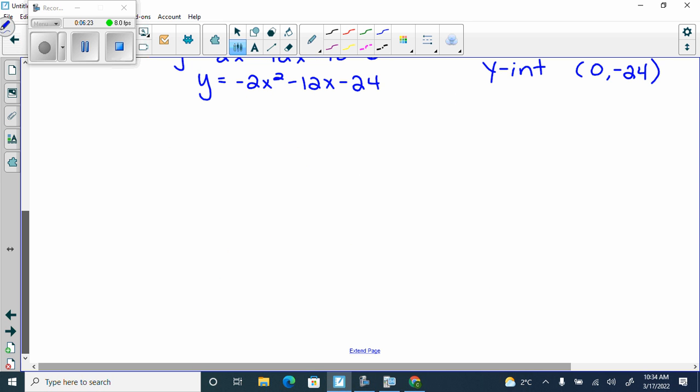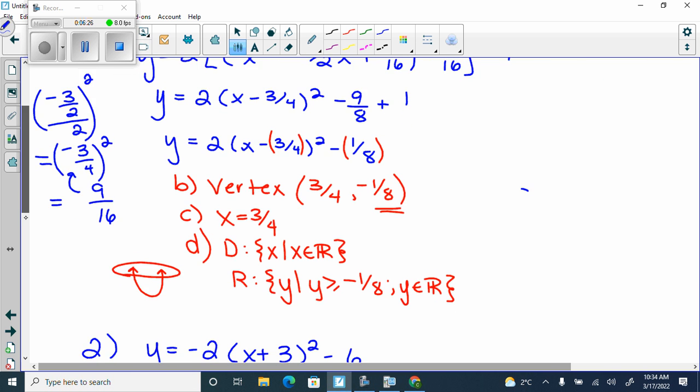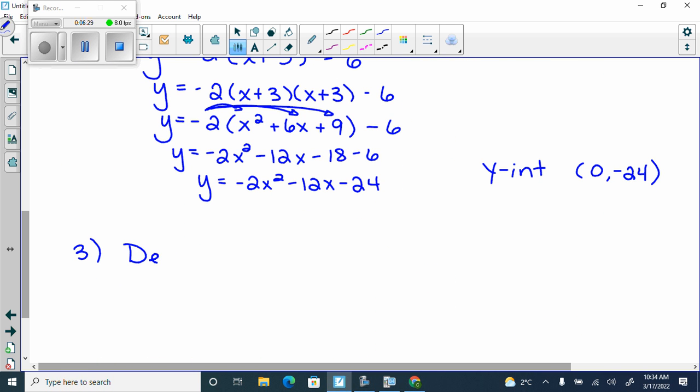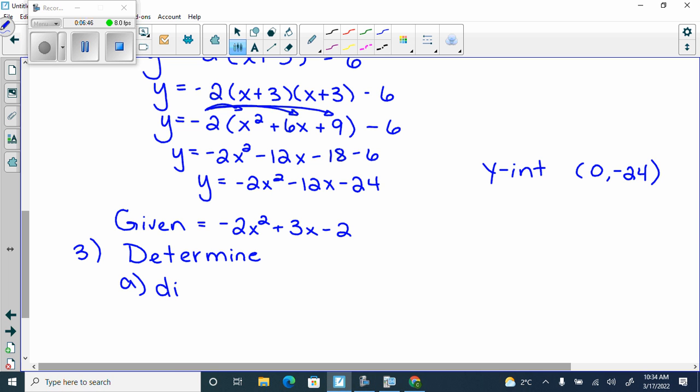Now I'm going to ask you this. Determine the discriminant, given negative 2x squared plus 3x minus 2 equals 0. I want the discriminant. What else do you think I'm going to ask you for? Nature of roots. Two real and distinct, two real and equal, or non-real or imaginary, right?